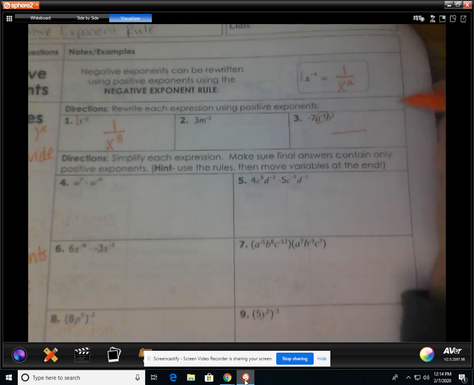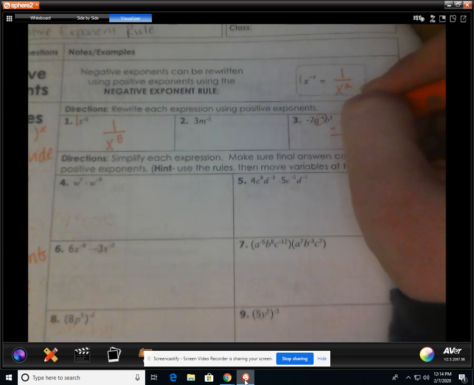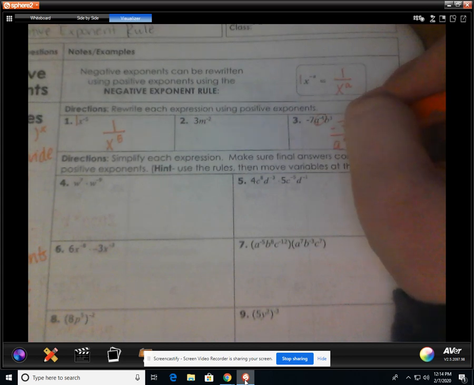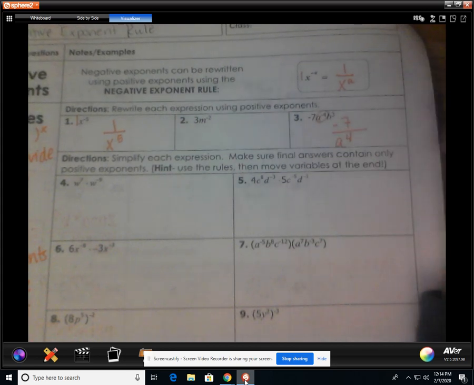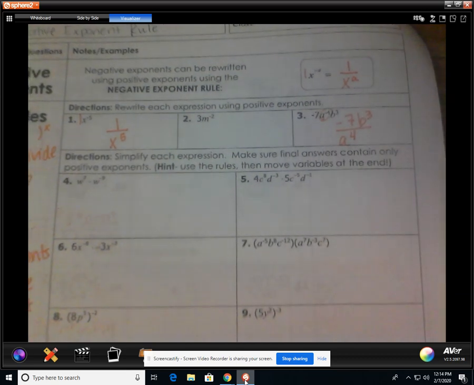For number 3, this is the only negative exponent piece. So I'm going to open up a fraction. Only that negative letter gets moved to the bottom. So the negative 7 coefficient stays on the top. The a to the negative 4 gets moved to the bottom, and it becomes a positive 4. And the b to the third stays on the top because it's already positive, and we don't change things that are positive.